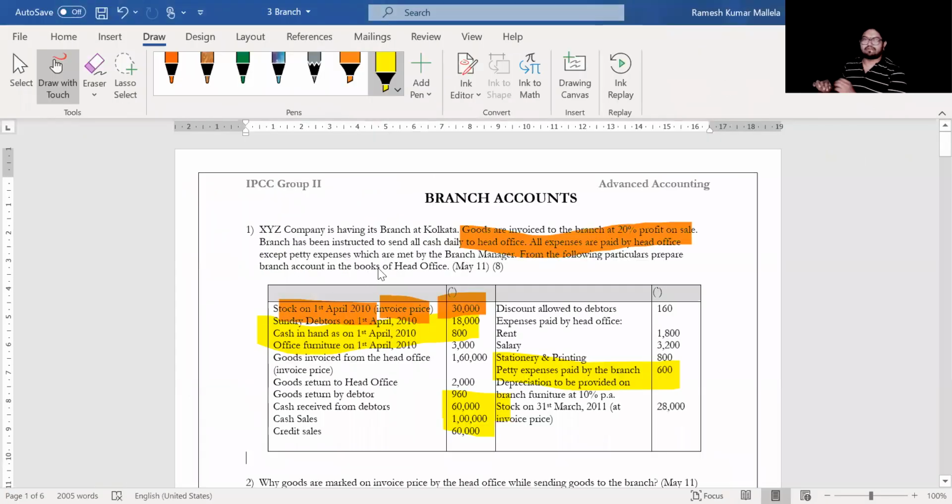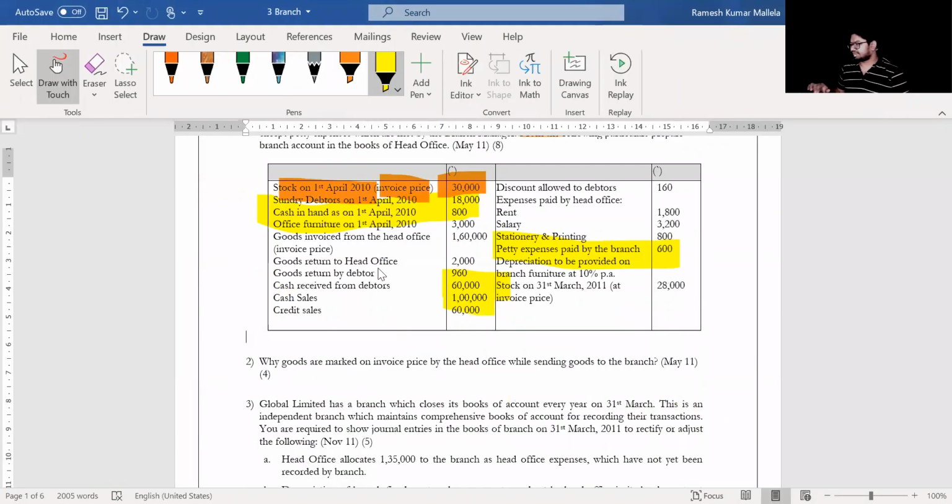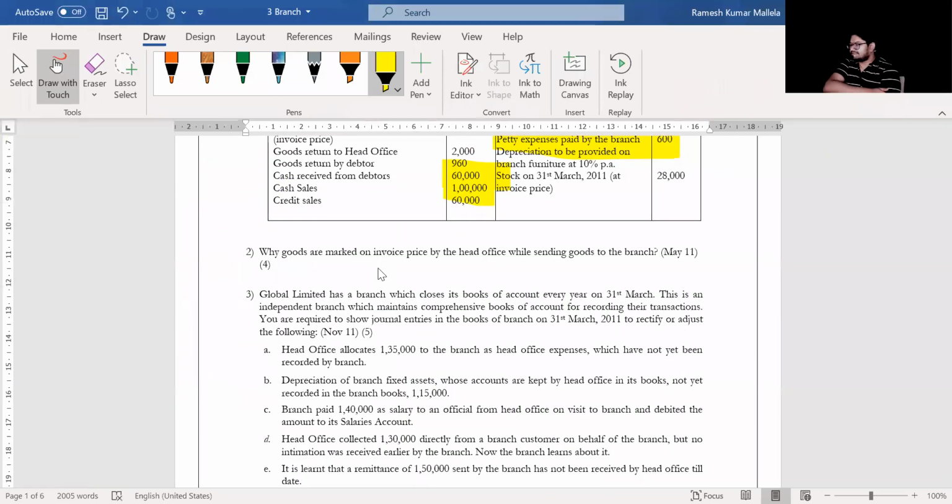The first question we did is in the debtors method. The second question is a theory question. Please see quickly. Why are goods marked on invoice price by head office while sending goods to the branch? Multiple reasons you can give. Number one, the head office does not want to disclose the cost at which it has purchased. Second, to ensure uniformity in the goods which are sent and to identify the profit made by the branch. These are a few things you can mention there.